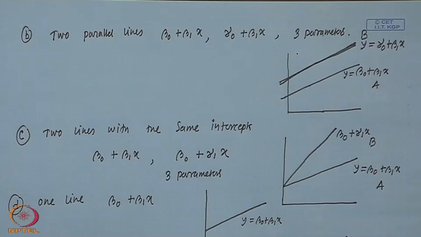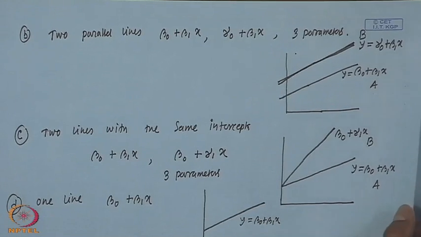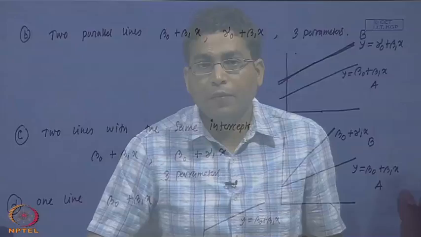So, we talked about all the four possible situations for two sets of data involving straight line fit. Now, we will be looking for a model involving a dummy variable, a single model which can take care of all these four possibilities.